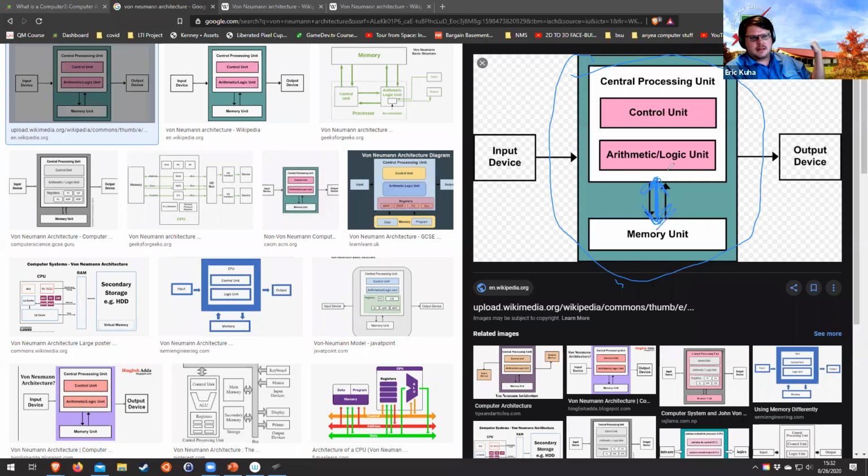It's an information exchange between these two things. Every other component on your computer, your screen, your keyboard, your mouse, your printer, your hard drive, those are all considered input devices or output devices. Those are not part of the core architecture of the computer. Those are all peripheral to the running of the computer.